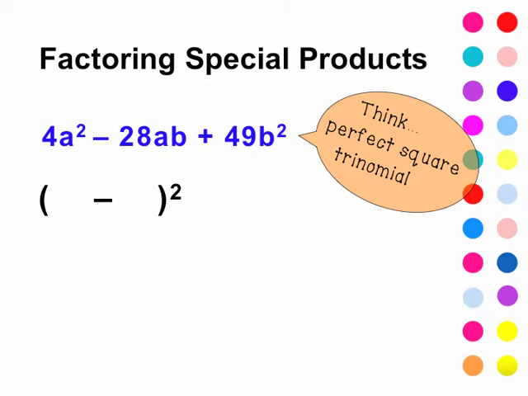The square root of the first term goes here. The square root of the third term goes here. And always be sure that the product of those two doubled will give you the middle term. Also be sure that your sign, the subtraction sign between 2a and 7b, matches the sign of the middle term. So that's a perfect square trinomial.